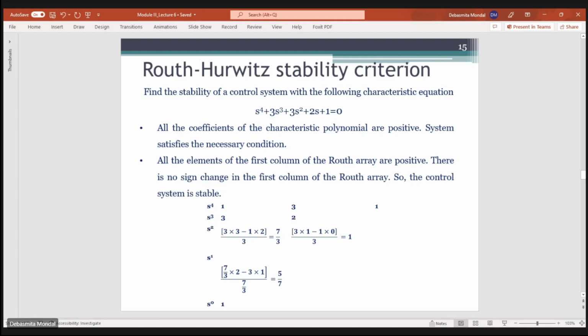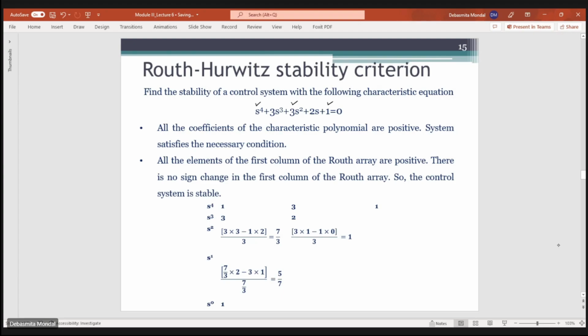Okay, since the system satisfies the necessary condition, now we'll form the Routh array and see whether the sufficient condition is also satisfied or not. So the first row will be equal to the first term, third term, and the fifth term.